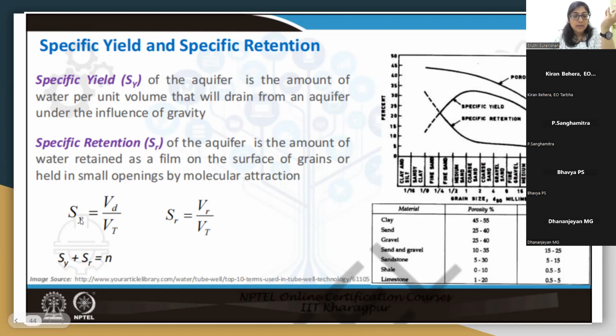So this is the formula for getting the porosity in terms of specific yield and specific retention. The sum of the specific yield and the specific retention is going to give us the porosity value, which is N. Here SY, the specific yield, is the volume of the water that is drained to the total volume, and specific retention is the volume of the water that is retained in the aquifer material to the total volume. When I talk about soil, I mean the aquifer material. So when you add those two, you'll get the porosity.